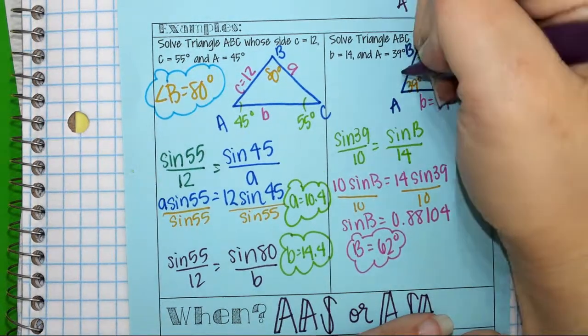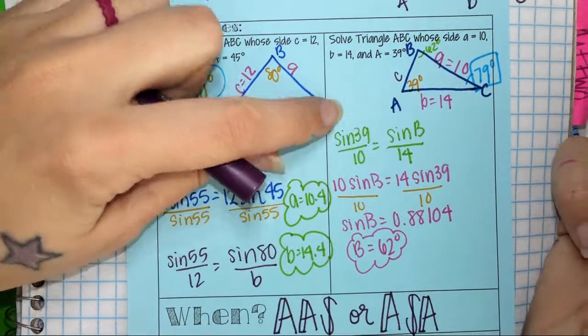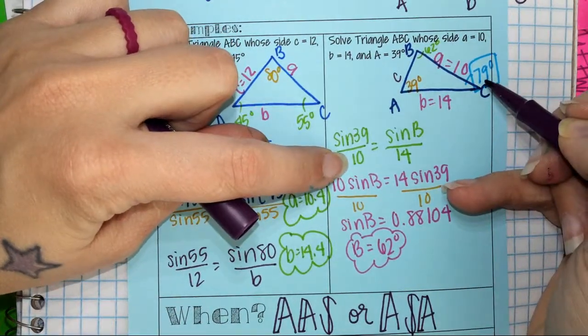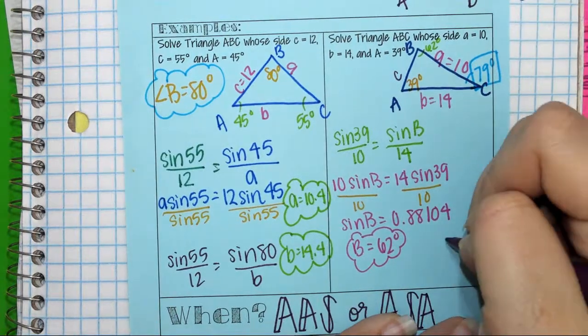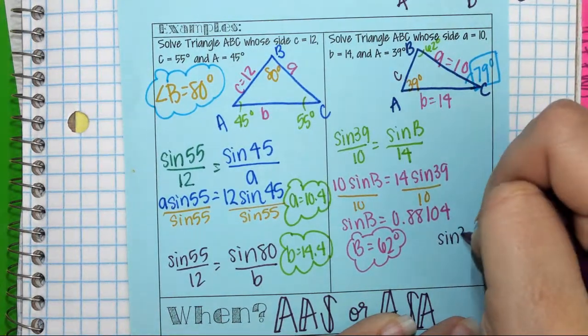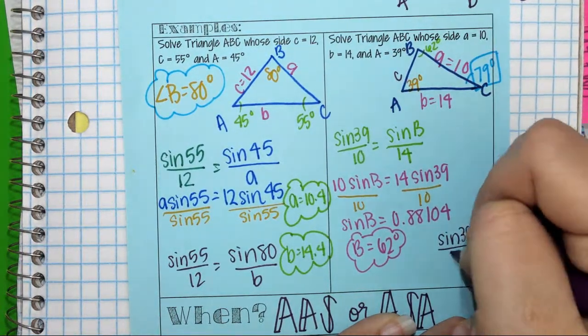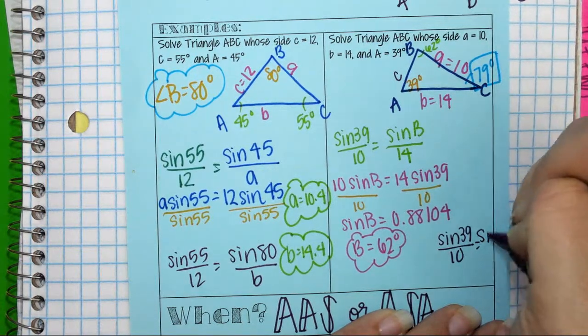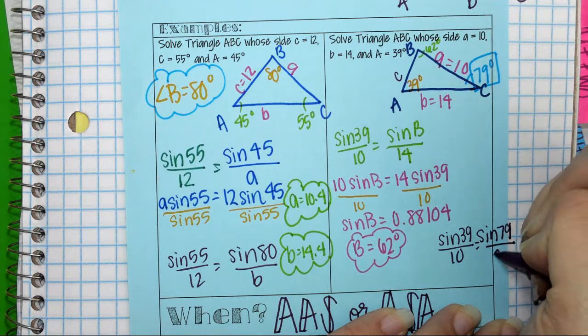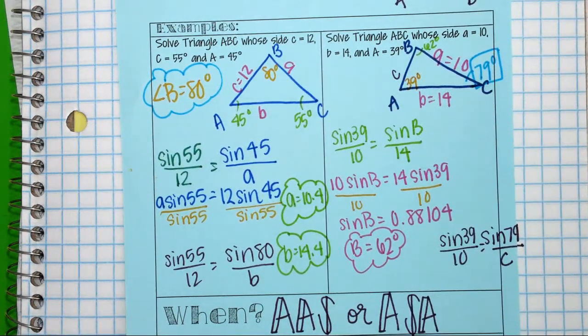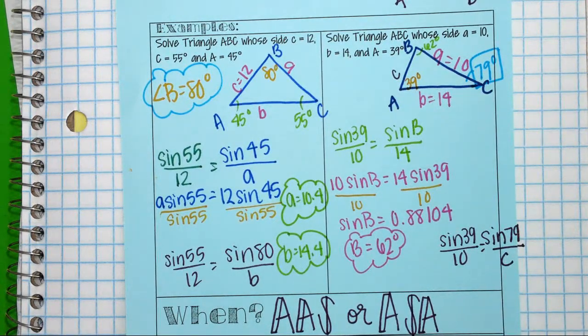All right, now I want you to find baby C. Use sine of 39 divided by 10, and then what are we going to use as the proportion with it? What is C? 79. So we're going to do sine of 79 divided by baby C. Why would we not use Pythagorean theorem to find C? Because it's not a right triangle.